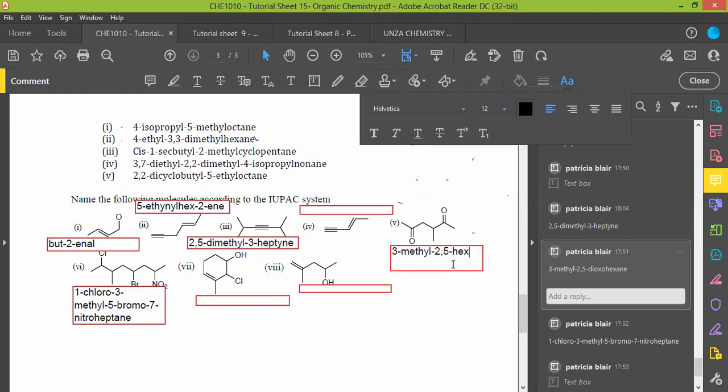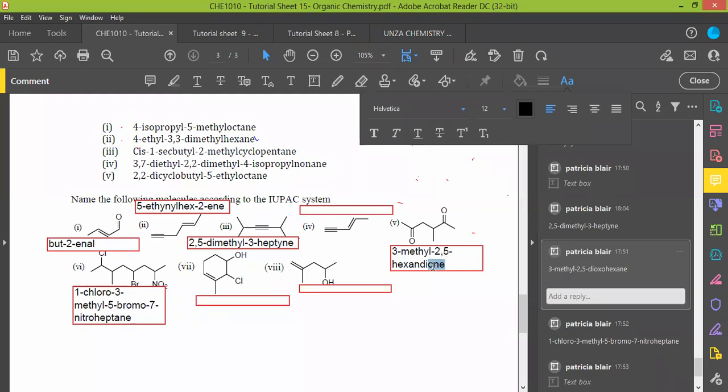So the name becomes hexane, and then dione. Why dione? Because here, the -one is what is representing the ketone themselves. If there was just one ketone, we wouldn't have added a di there, I would have just called it hexanone. But there are 2 ketone groups.